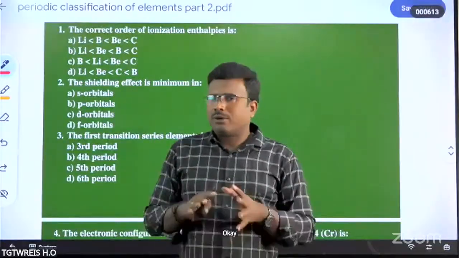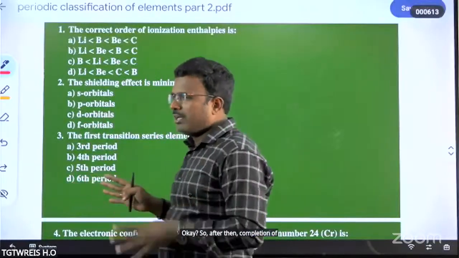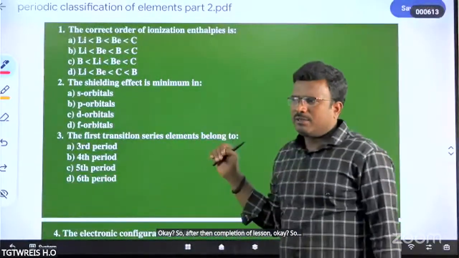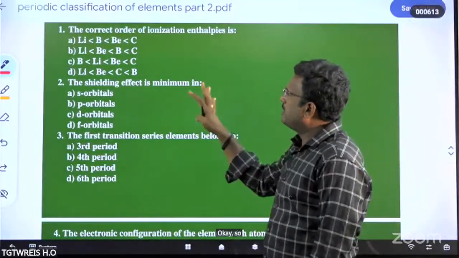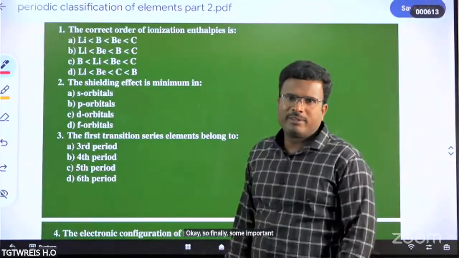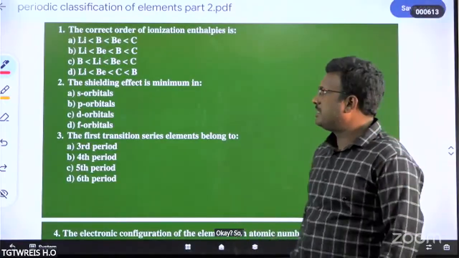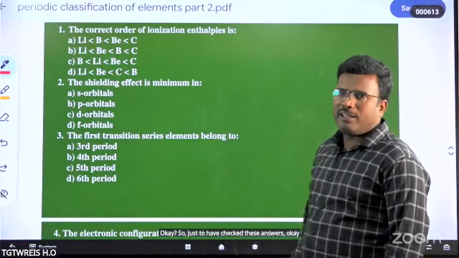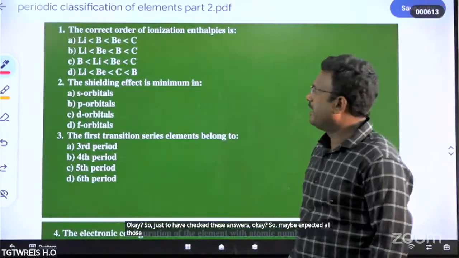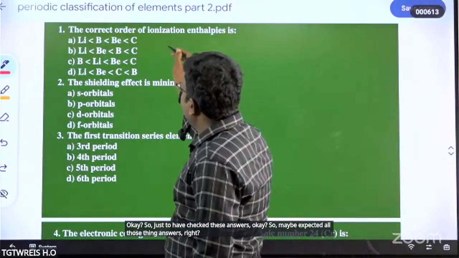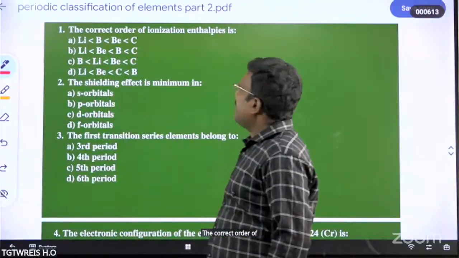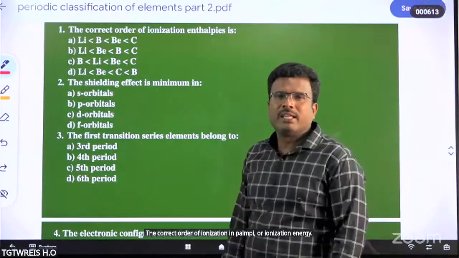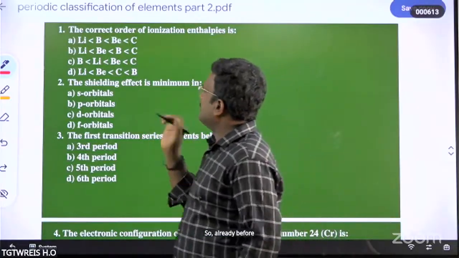So after completion of the lesson, finally some important questions are there. Just check these answers. The first one: what is the correct order of ionization enthalpy or ionization energy? Already before, we talked about this.